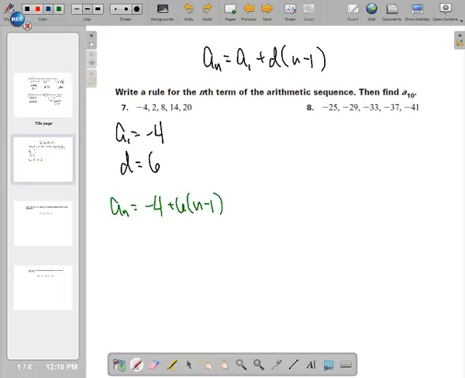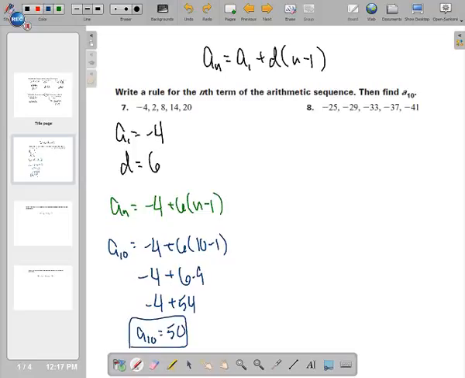If I want a sub 10, then I need to plug in 10. So -4 plus 6 times 10 minus 1. That would be -4 plus 6 times 9. -4 plus 54. A sub 10 is 50. And you can do that a couple other ways. You can use a table on your calculator, or you can just plug in 10 and type it in your calculator. But either way, you're going to need to get 50 for the 10th term.